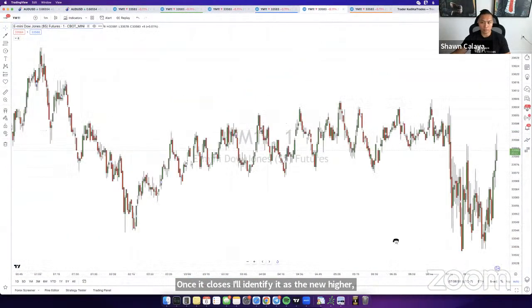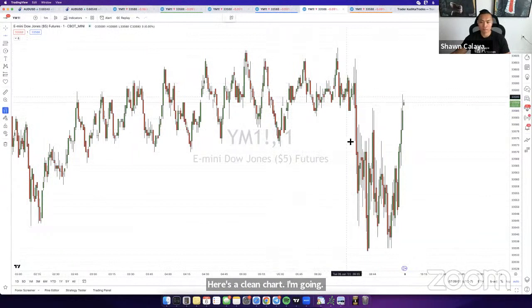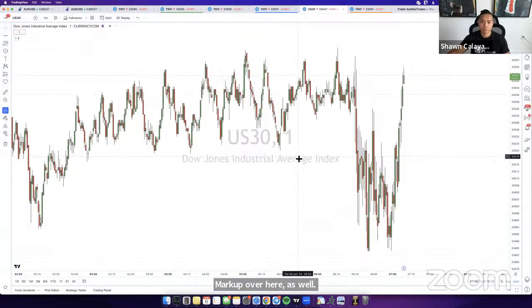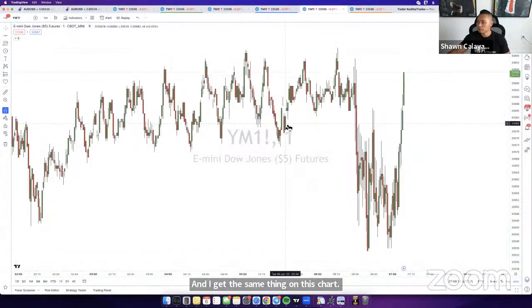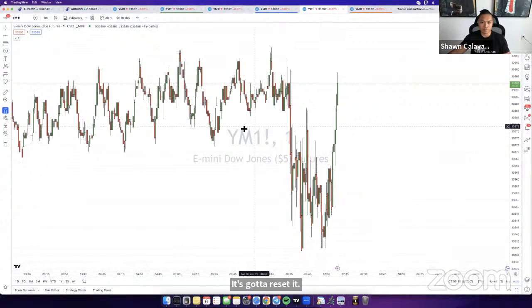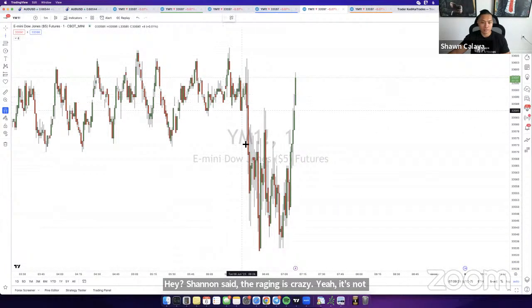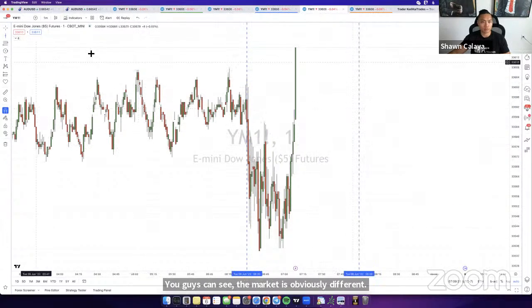Here's a clean chart. I'm going to mark up over here as well, and then I do the same thing on this chart. Just got to reset it. Shannon said the ranging is crazy. It's not really doing anything, it's just back and forth. This is how you know that you're entering the summer market. You can see the market is obviously different. It's not how it's been for the past couple of months. It's now just going back and forth.